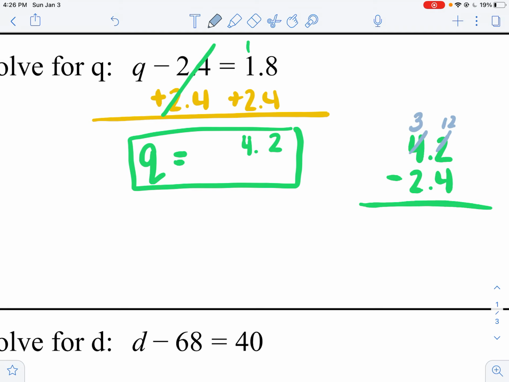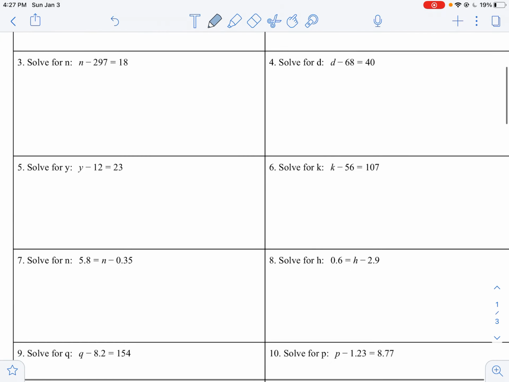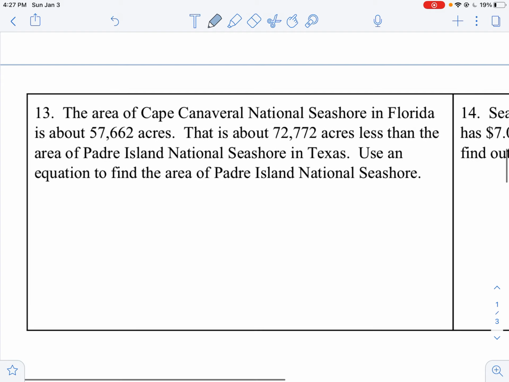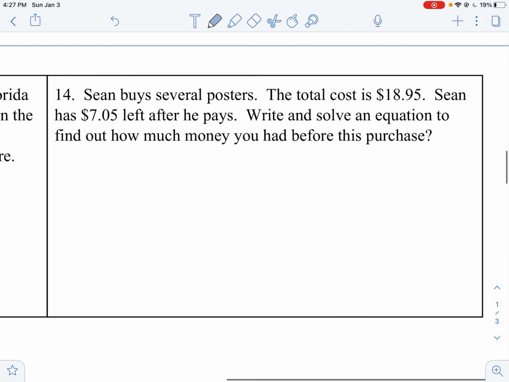We have 12. 4 is going to turn into a 3. 12 minus 4 is 8, and 3 minus 2 is 1. So it worked. For all equations, you can always check your work. So you'll know if you have the answer correct or not. All right, let's do example 14.